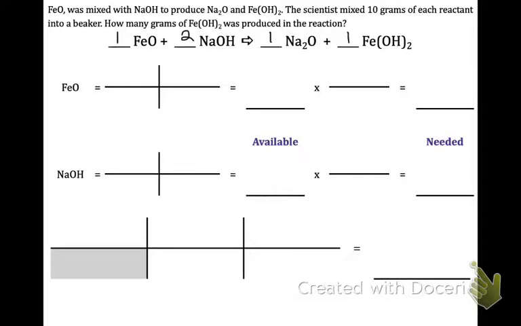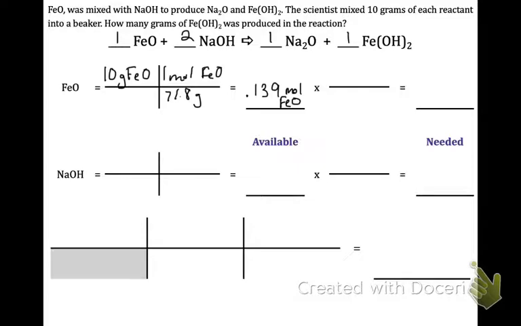So if I start with 10 grams of iron oxide, there are 71.8 grams in 1 mole of iron 2 oxide, which works out to be 0.139 moles of iron oxide.